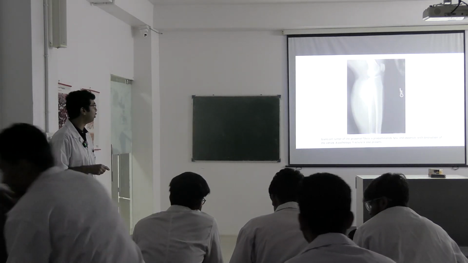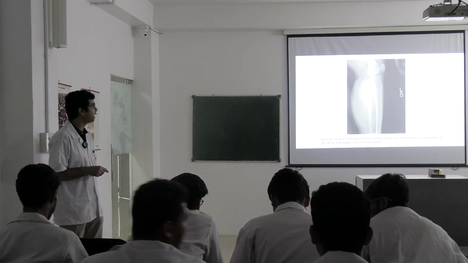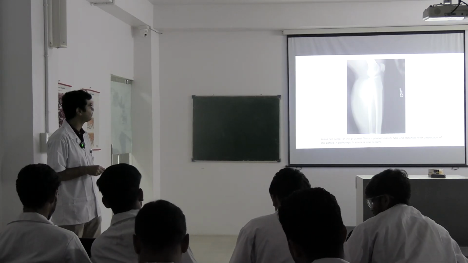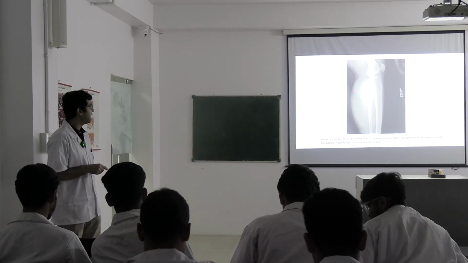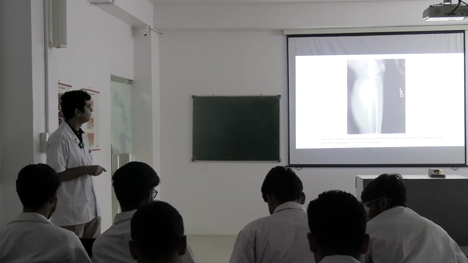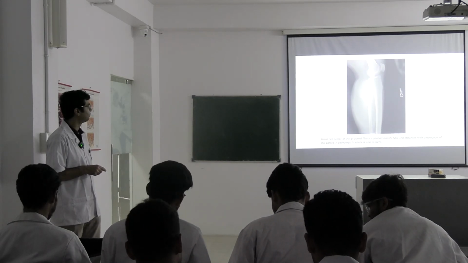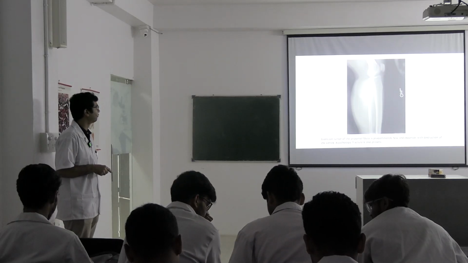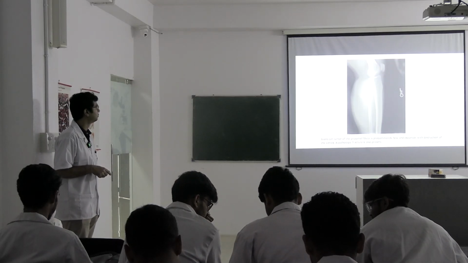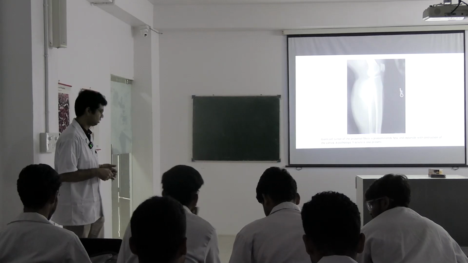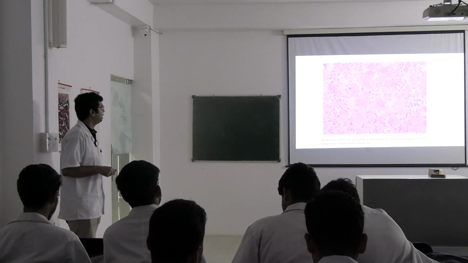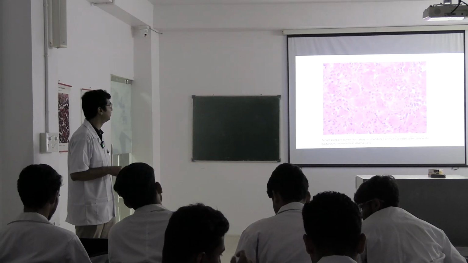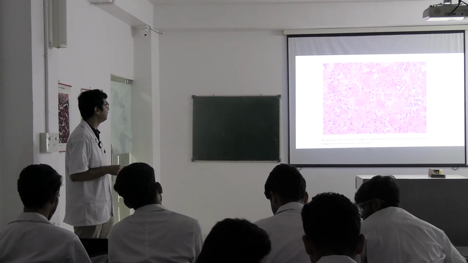This is the giant cell tumor in the proximal part of the fibula, and here is the pathological fracture. This is the tumor, an expansile lytic lesion. This is the microscopical image. These are giant cells. These are all giant cells. Multinucleated giant cells.